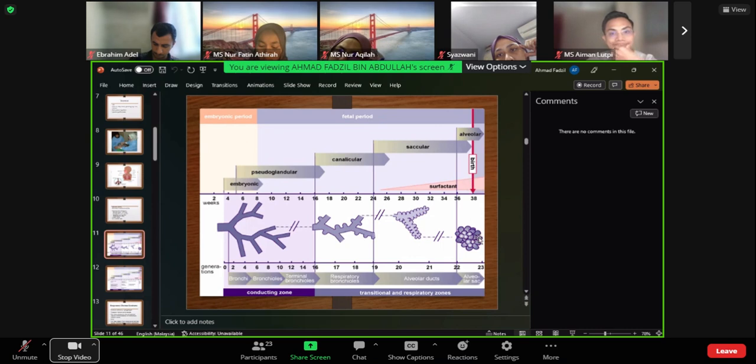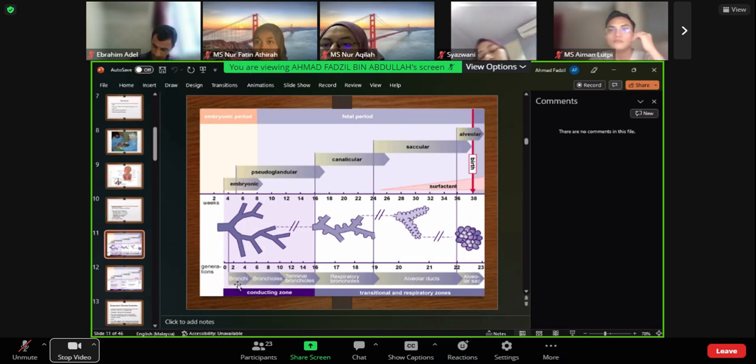The baby is normally born at term, but sometimes because of certain events, they can be born earlier. But beyond 24 weeks and below, it's very difficult to survive. First, there are inadequate alveoli, and second, there is no surfactant.